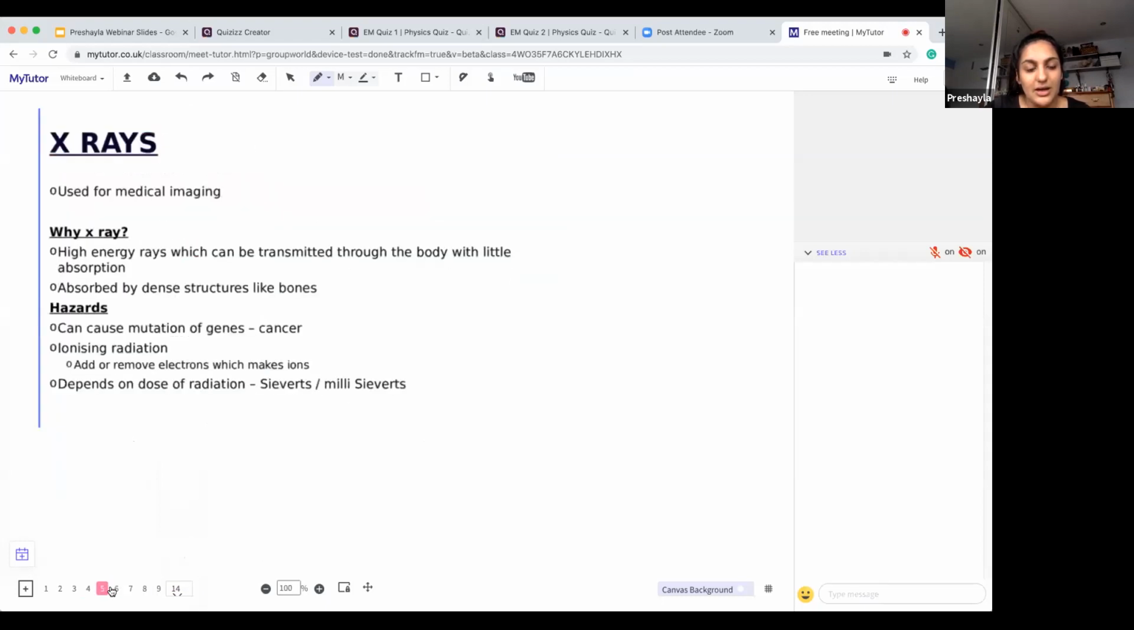Then we went on to look at X-rays. Now, X-rays are primarily used in medicine, as we're going to see later on, but why do we use X-rays for taking an X-ray? Why don't I use gamma rays for that exact same purpose? Well, high energy rays can be transmitted through the body with little absorption. So we want those X-rays to be able to get through the body with little absorption. However, they are absorbed by dense structures like bones, and more on that later. There are hazards associated with it, and they can cause the mutation of genes and cause cancer. However, it all depends on the dose of radiation, as we're going to see later on.